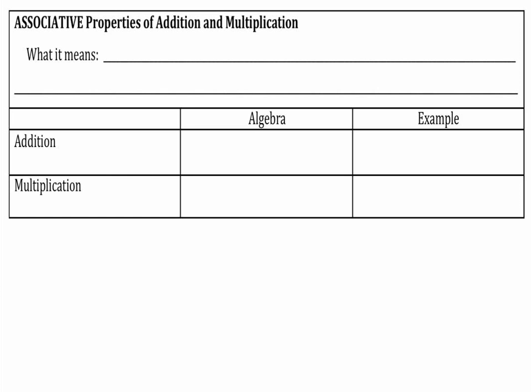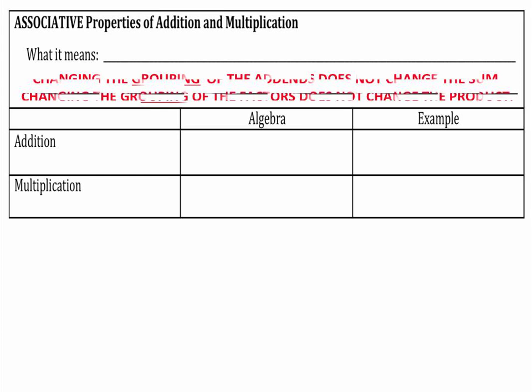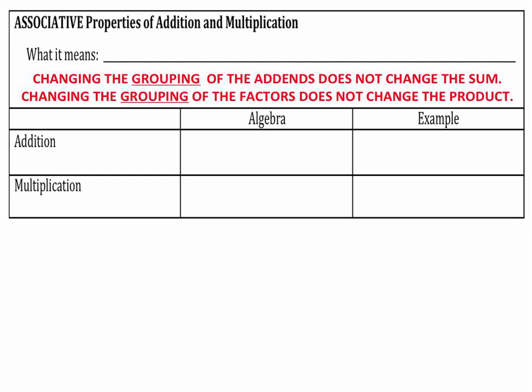All right, the next property is called the associative property. The associative property deals with the grouping. So changing the grouping of the things I add together does not change the sum.